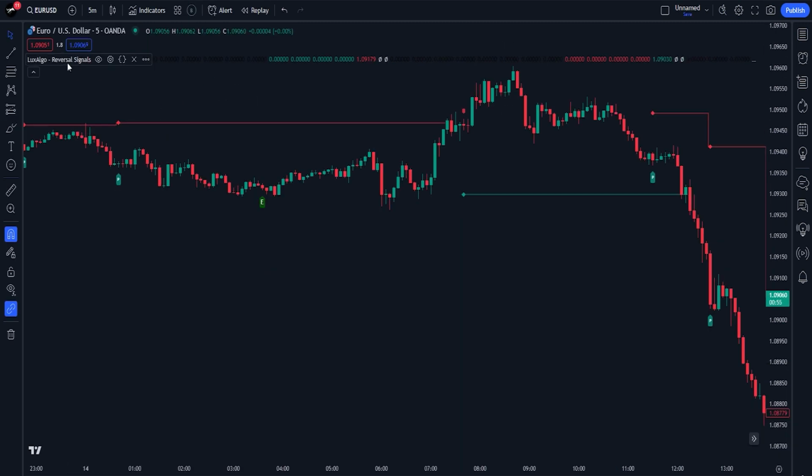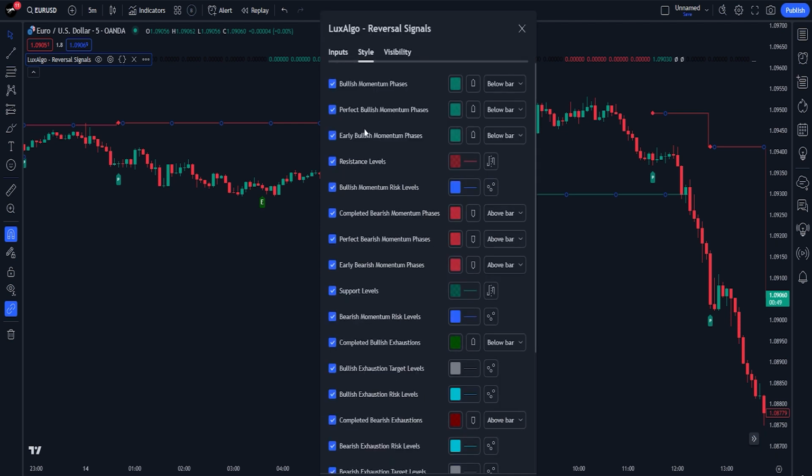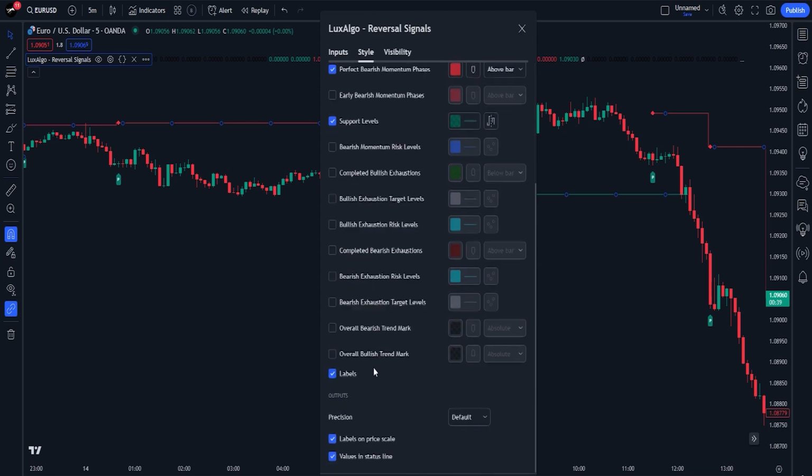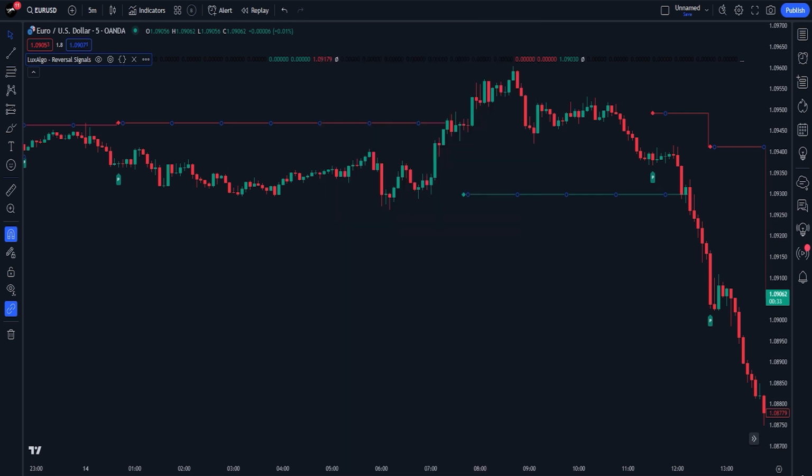Access the indicator settings. In the Input tab, no changes are necessary. In the Style tab, configure the settings as shown in the video. Enable options like perfect bullish momentum phases, resistance levels, perfect bearish momentum phases, and support levels. You can pause the video to take a snapshot of the settings. Apply the settings and allow the chart to refresh.